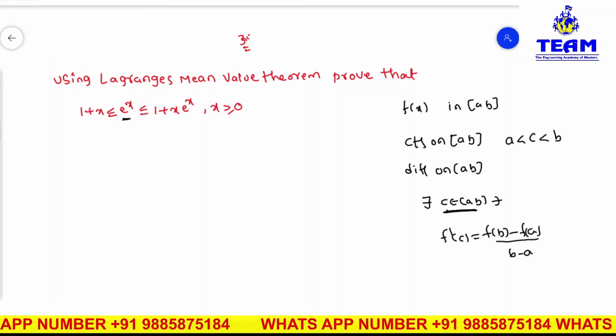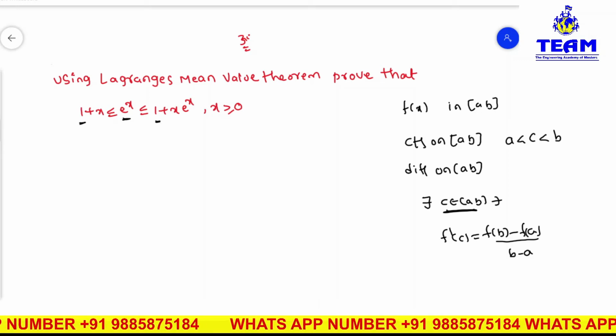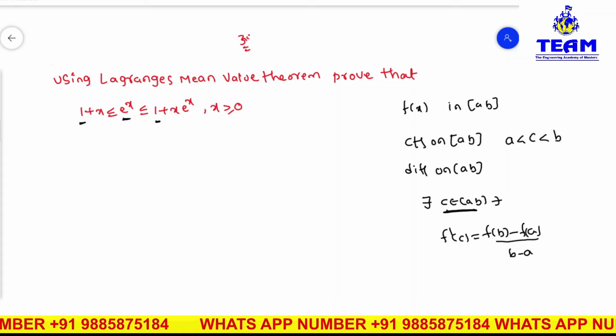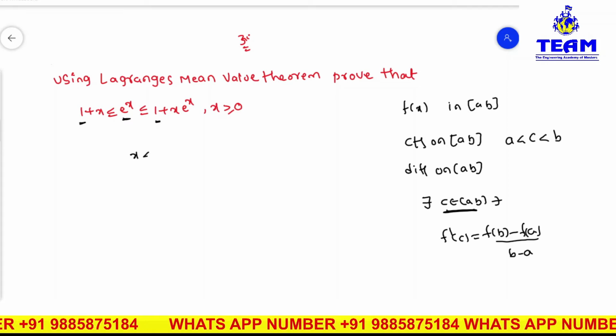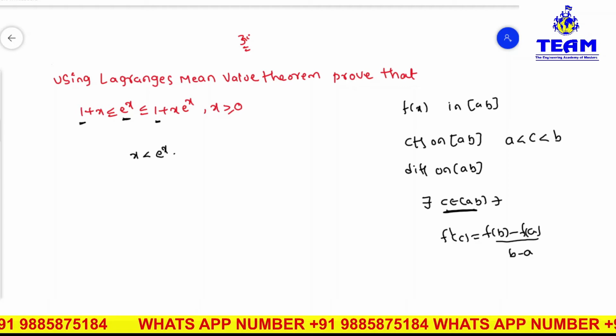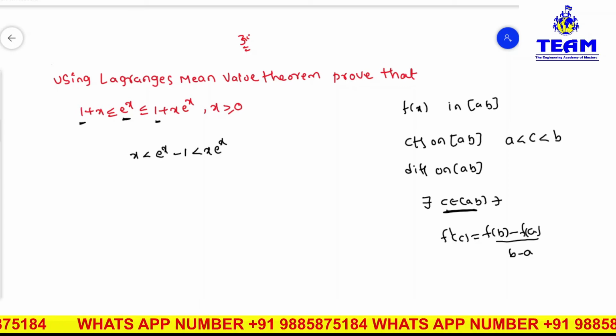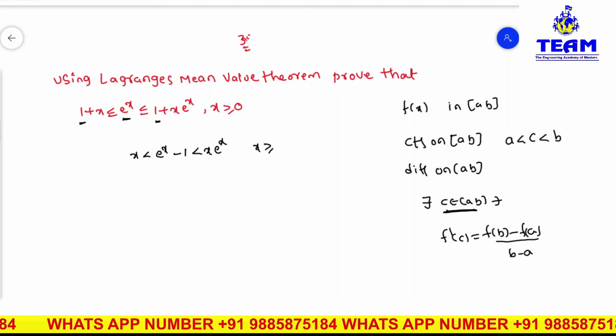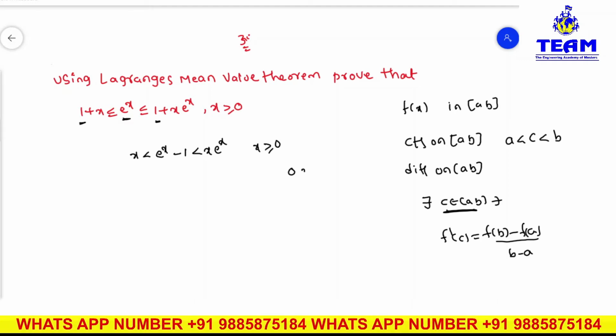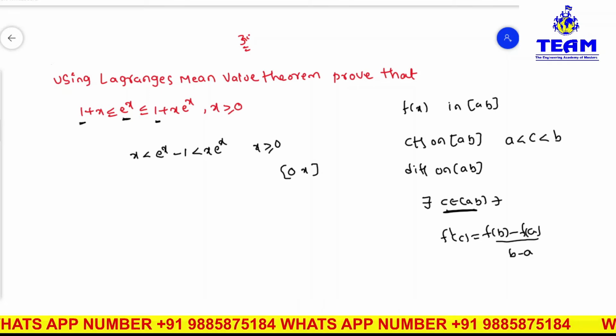Here you observe, left side you have 1, right side also you have 1. So 1 you can subtract. Then you will have x is less than or equal to e power x minus 1 which is less than or equal to x e to the power of x. Is it or not? Yes. Which is the x greater than or equal to 0 case, nothing but the interval is the closed interval 0 comma x.